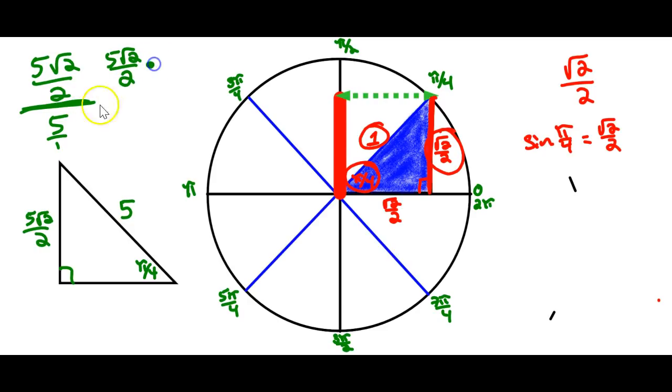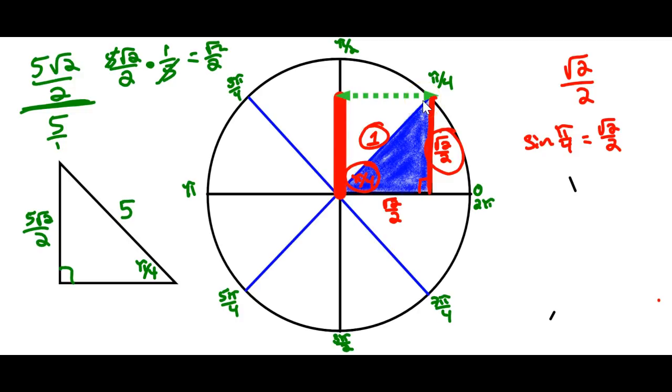Switch to multiplication here and flip this guy, you get 1 over 5. The 5's will cancel. Multiplying straight across, you get square root of 2 over 2. So it doesn't matter what that hypotenuse length is, the sine of pi over 4 is always going to be square root of 2 over 2. The convenience with the unit circle here is the hypotenuse is 1.